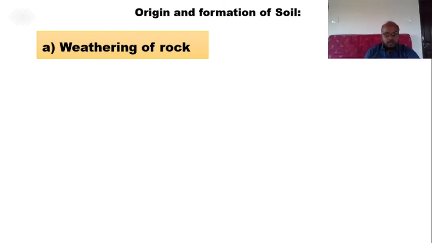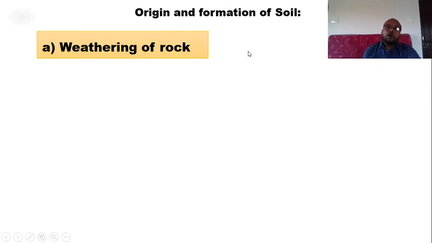That means the soil is a mixture of geological and organic material, and it is the medium where the plants grow, and the medium for the growth of microorganisms and even animals. How is this soil formed? In the next point we will discuss the origin and formation of the soil.